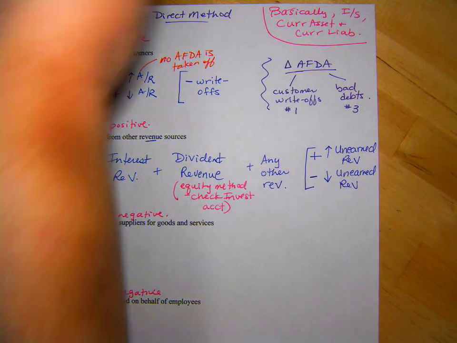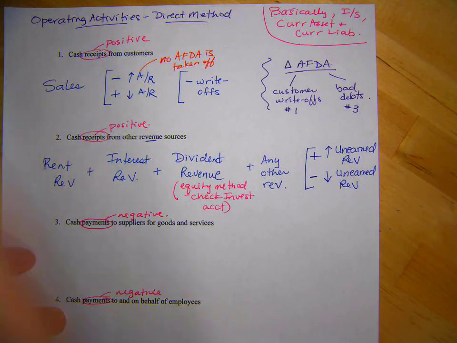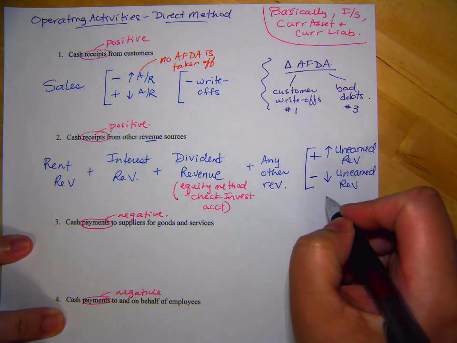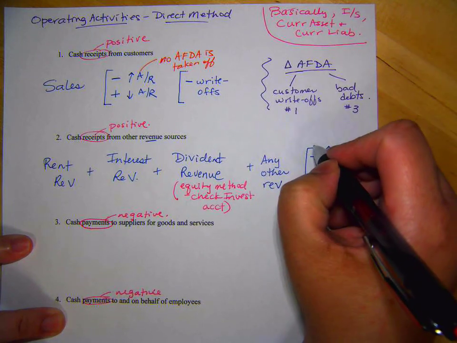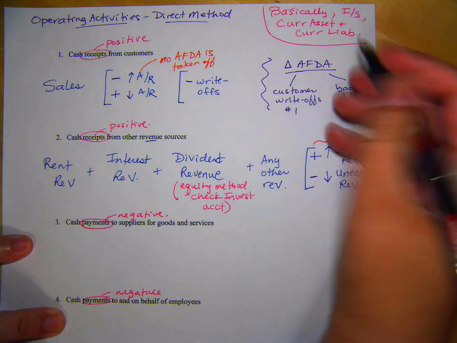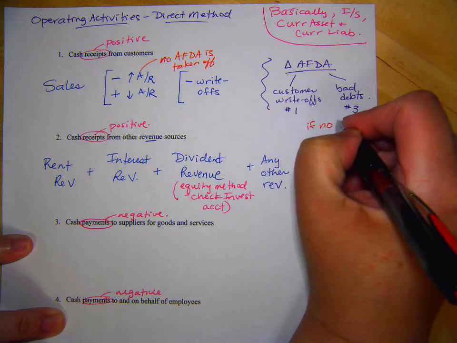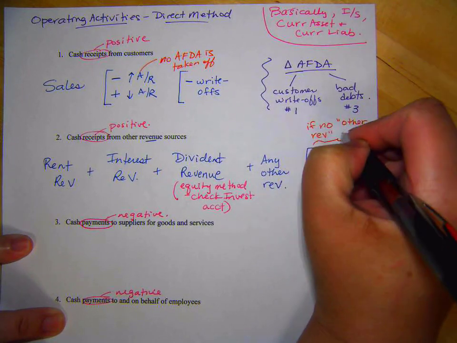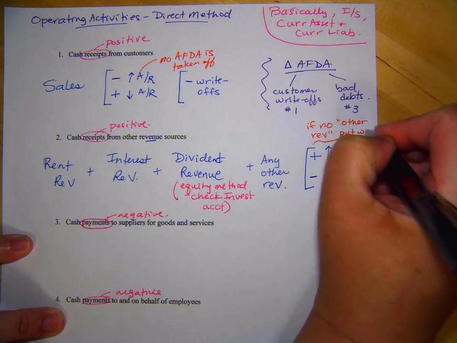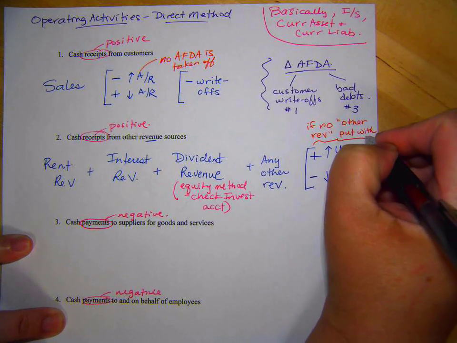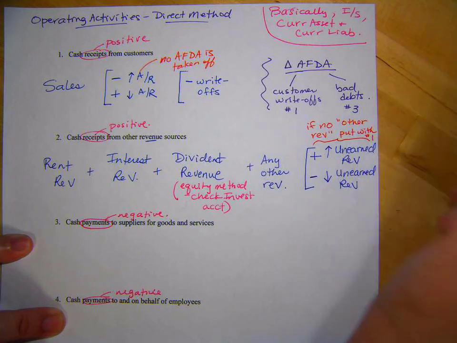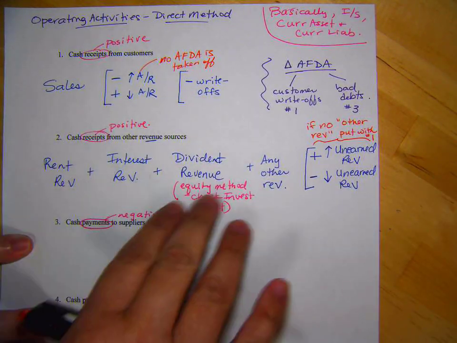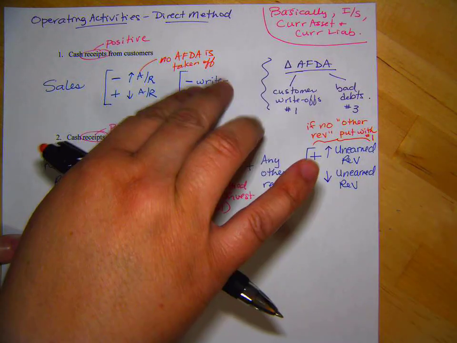We would subtract a decrease in unearned revenue. Now, one other thing to keep in mind with this is if there's no other revenues, put with number 1. So if there's no other revenues, you don't do this all by itself, just move that up here.